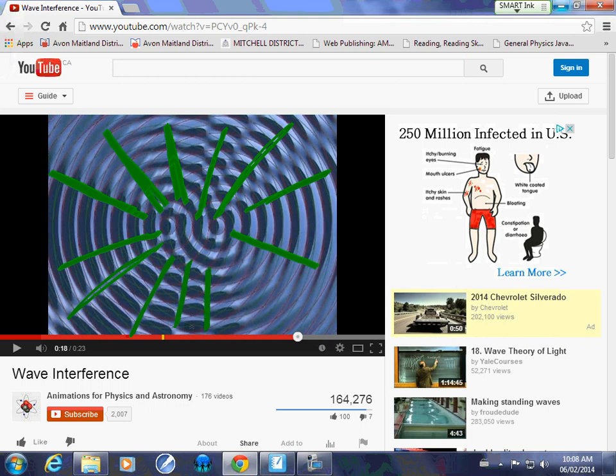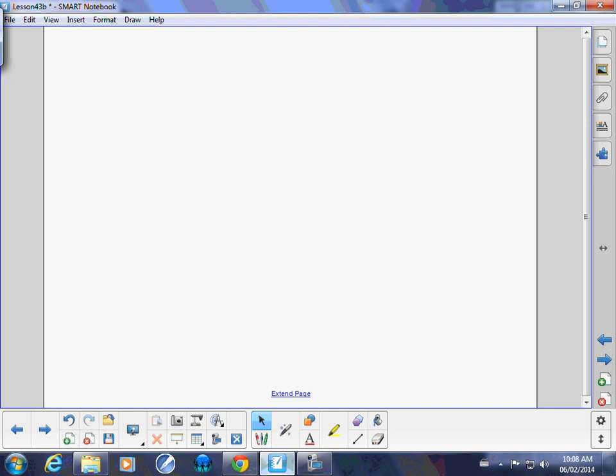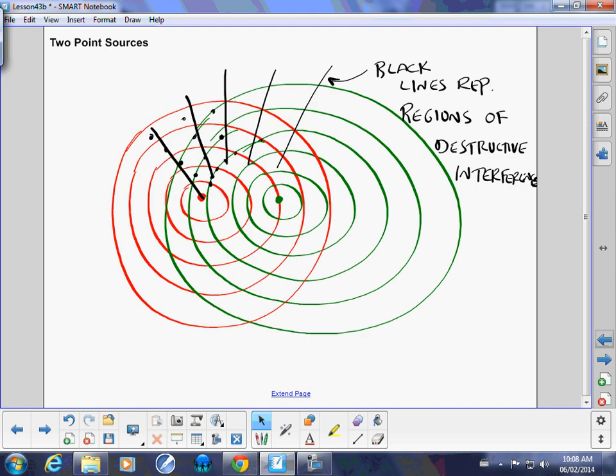So feel free if you want to pause this and go back and try the other video and see this live without my lines on top. It gives you a feel for what my diagram was supposed to look like. That's this one here. All right, so that is that destructive interference pattern with 2 point sources. Okay, moving along.